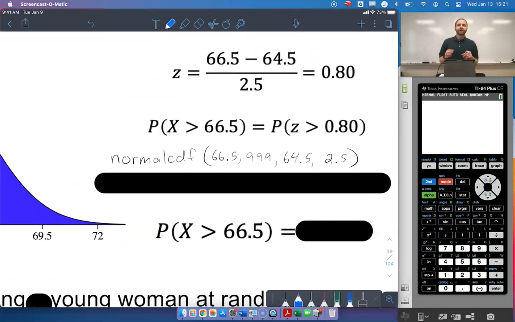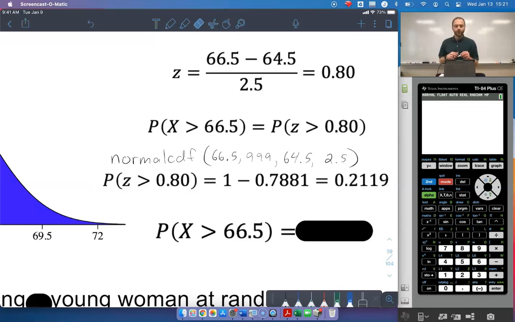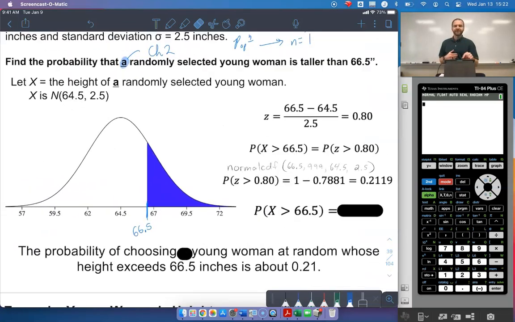Now, I like to use normal CDF because it's a lot of fun. Or you can do 1 minus your table A. Remember, table A gives you area to the left. So if you go to table A, you're going to get 0.7881, but you have to do 1 minus table A. That gives us a probability of about 0.2119. So the probability of choosing one young woman at random whose height exceeds 66.5 inches is about 0.21.